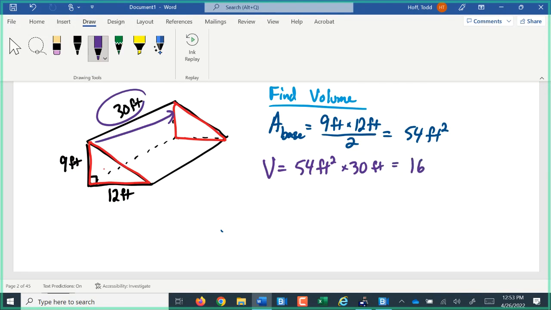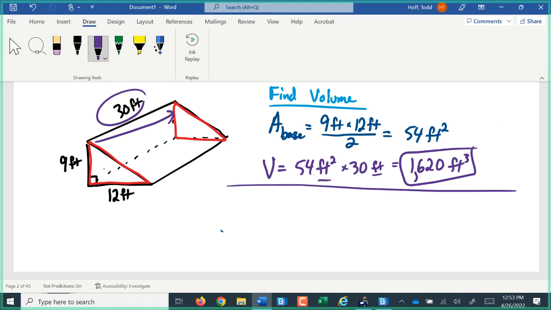Giving us 1,620 cubic feet. Square feet times feet is cubic feet. Volume will always be cubic. That's the volume. Not so bad.